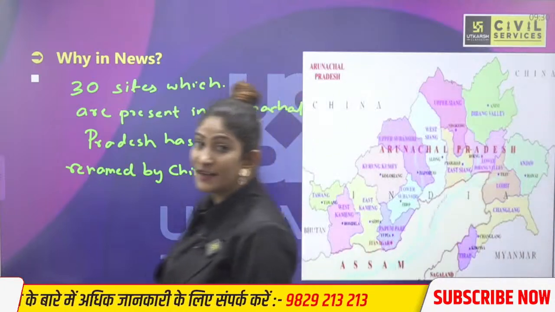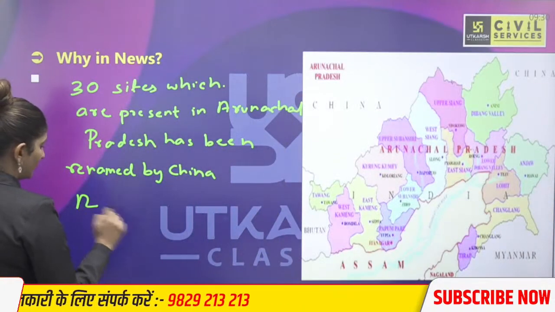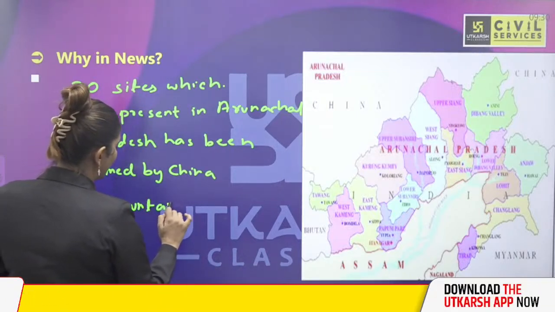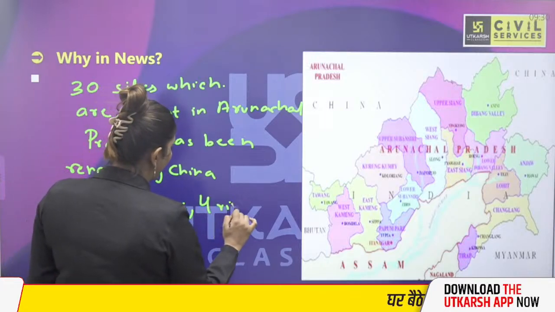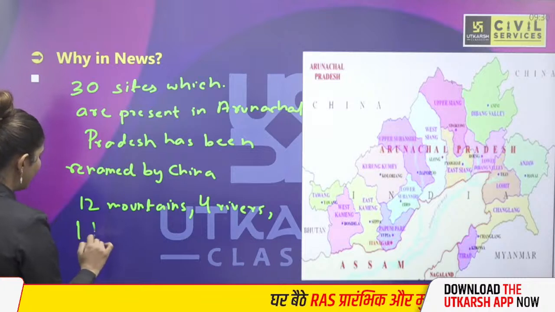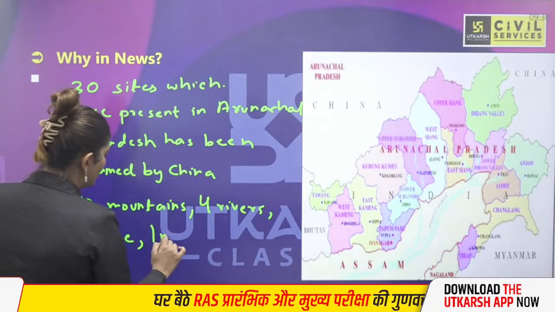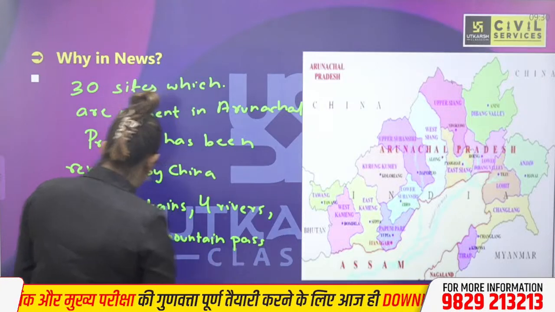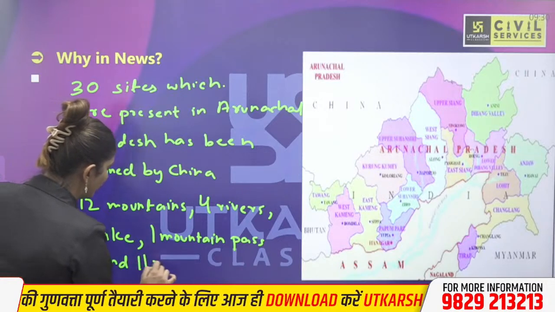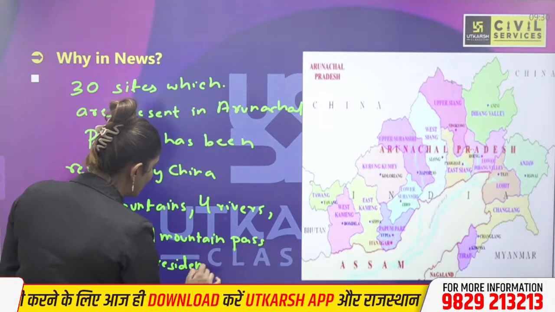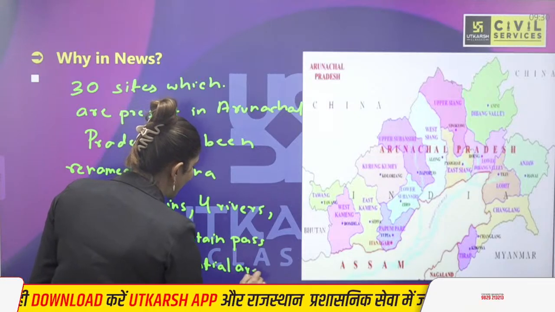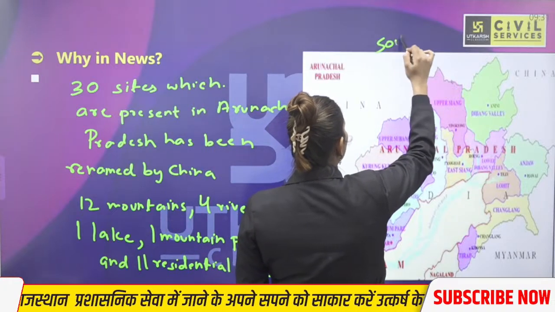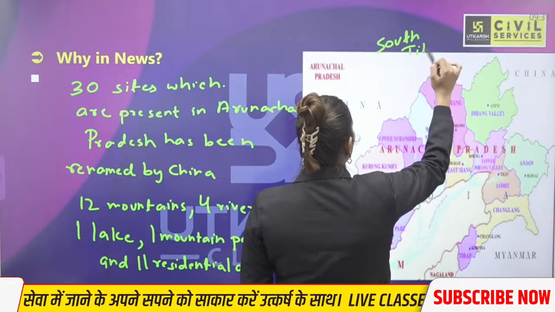So, in these 30 sites, there are 12 mountains, 4 rivers, 1 lake, 1 mountain pass, and 11 residential areas. These all were renamed by China. And China tries to say that Arunachal Pradesh is a part of South Tibet. It says that it is a part of South Tibet.